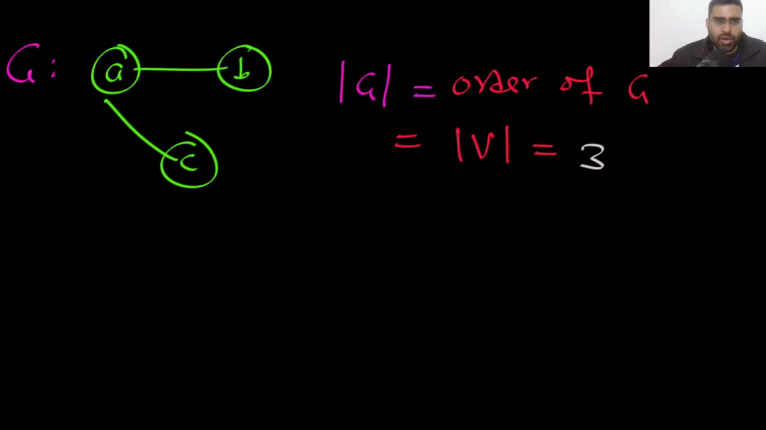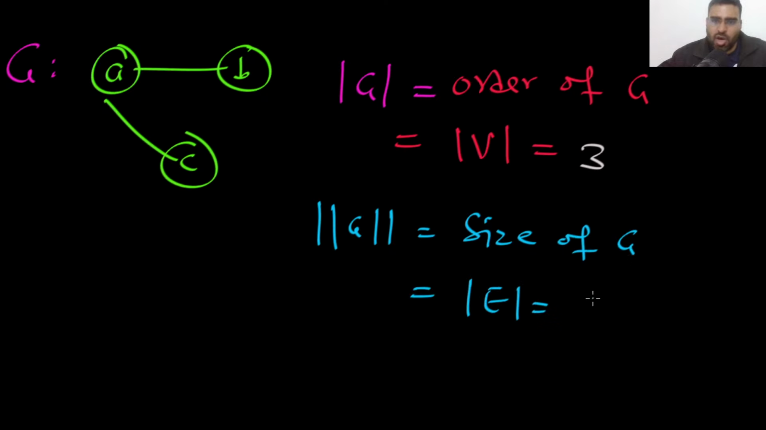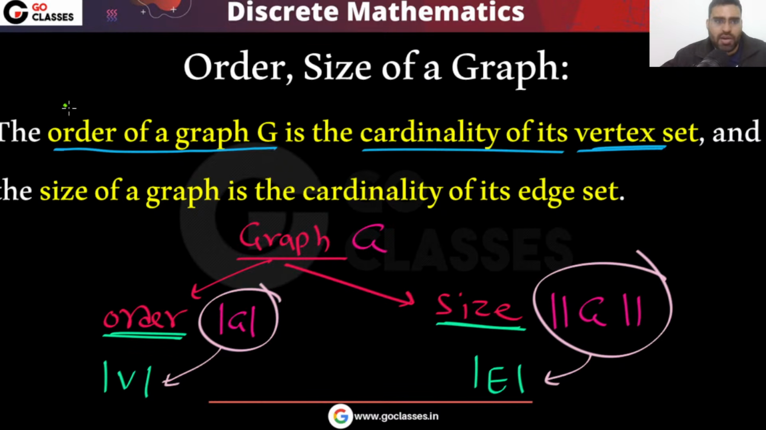Now similarly, what is size of a graph? This is called size of a graph, size of G. And that is your number of edges. How many edges are there? There are 2 edges. Anyway, these terminologies are not standard. But if by any chance they mention size of a graph or order of a graph in the question, then you can easily see. Order of a graph is cardinality of vertex set. How many vertices are there? That is the order of a graph. And size of a graph means how many edges are there.